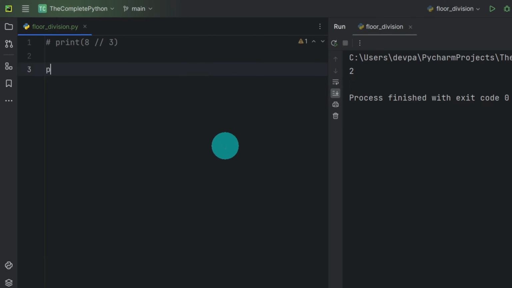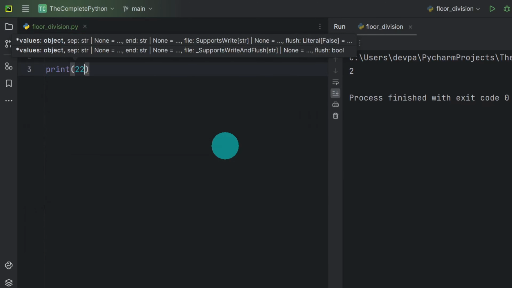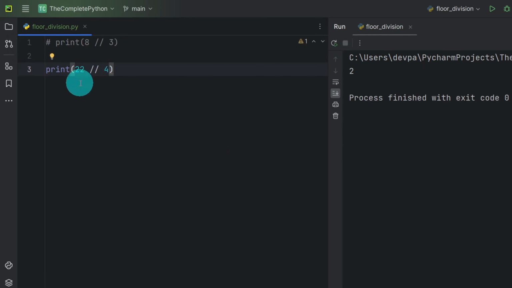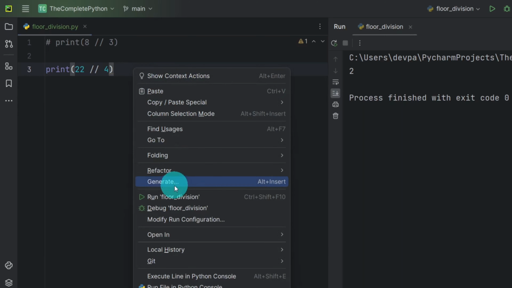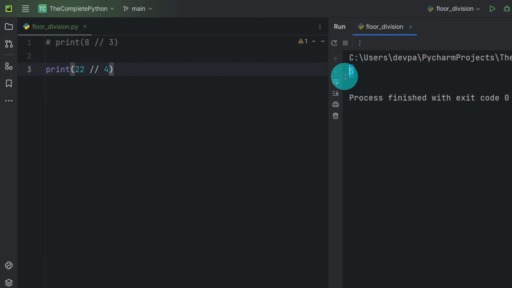Now let's perform floor division operation between 22 and 4. First we have to divide 22 with 4. When we divide 22 with 4, we will be getting 5.5. Now the integer that is less than or equal to 5.5 is 5. Hence the result of this operation will be 5.